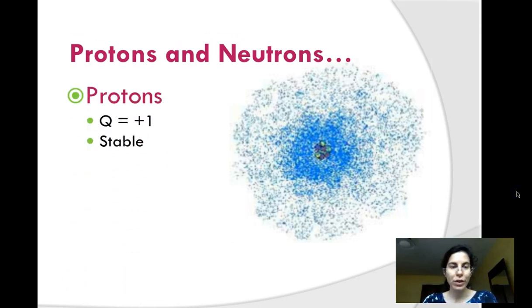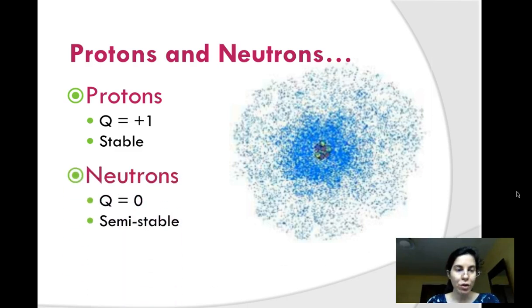Protons, which we thought were so fundamental, have a charge of +1, and they're stable. Neutrons, which we also thought were fundamental, have 0 net electrical charge, and they're semi-stable. Neutrons are only stable when they're in a nucleus with enough protons to babysit them.